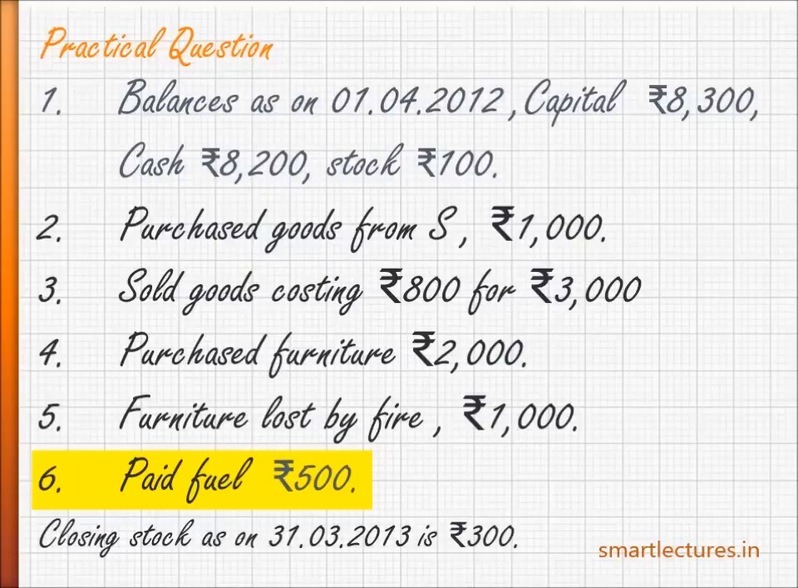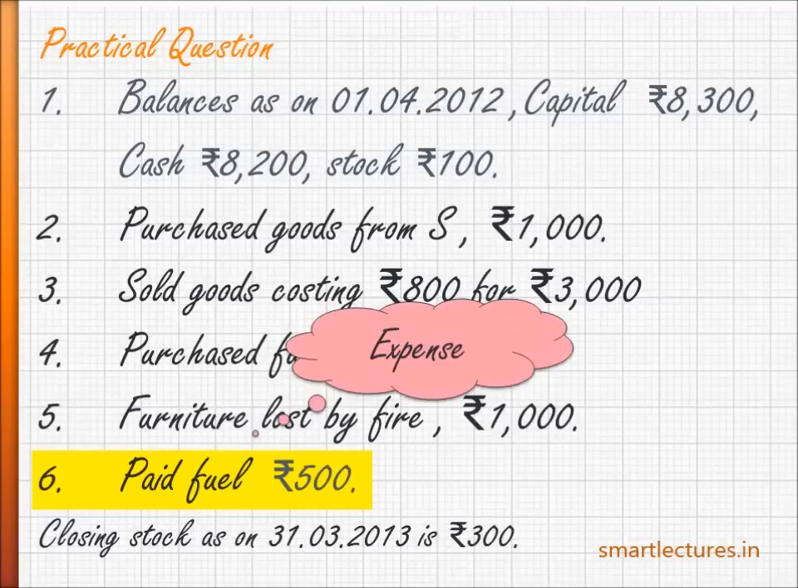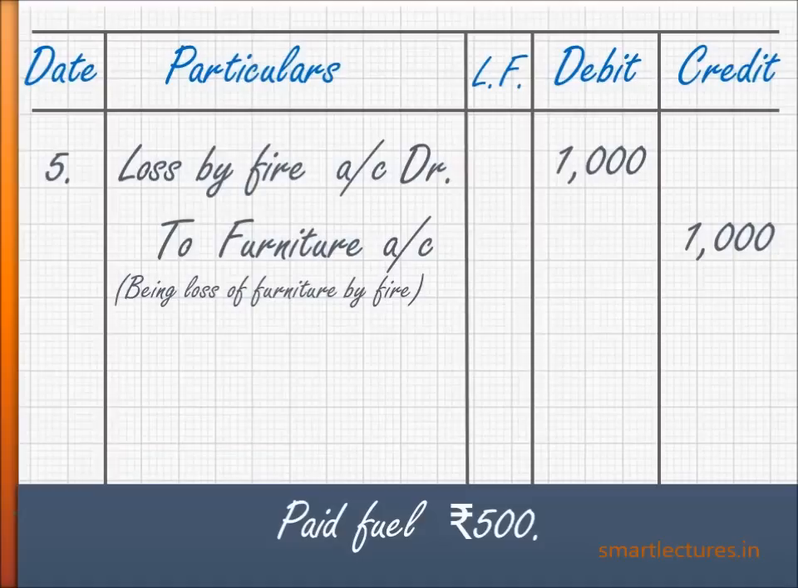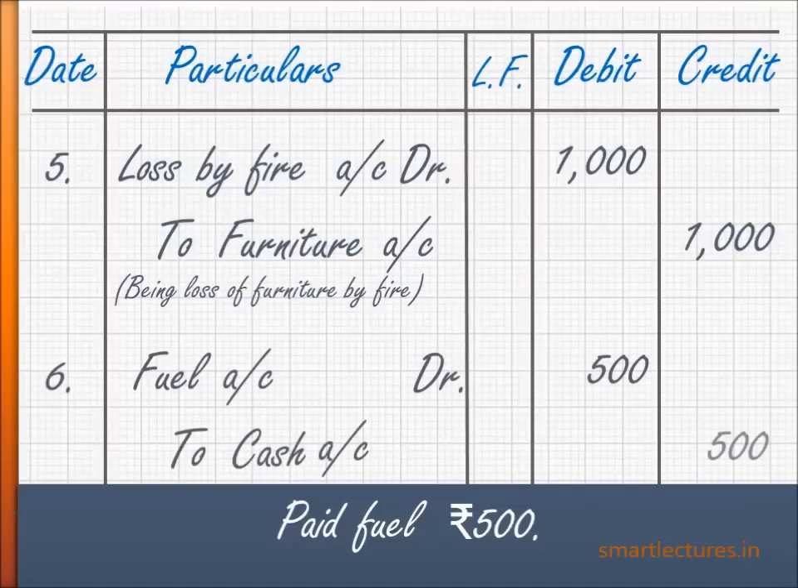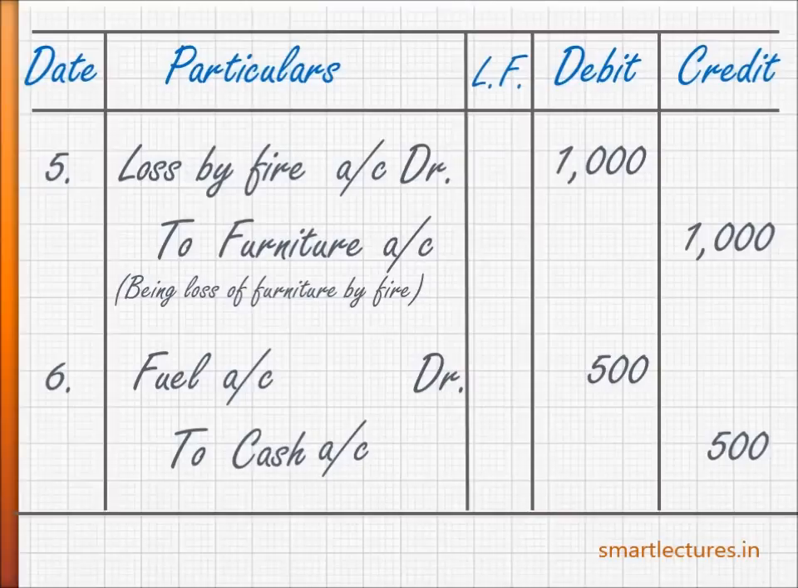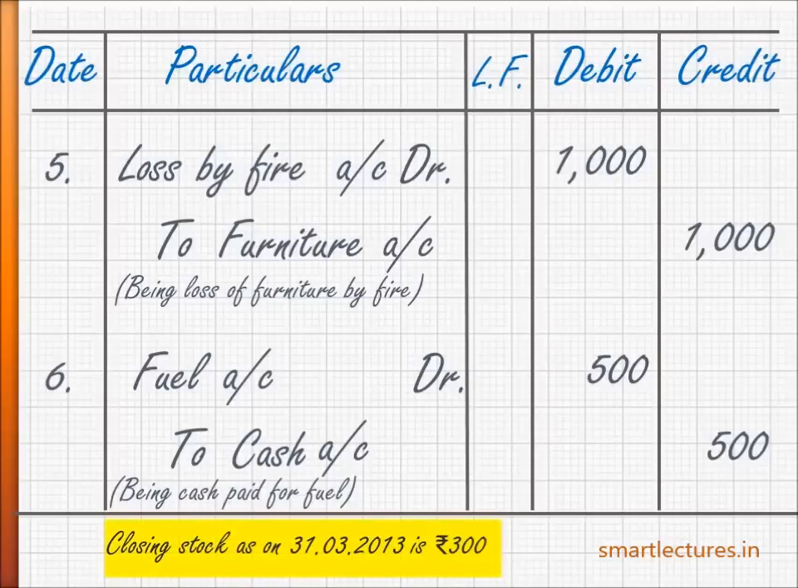Next transaction, paid fuel. That fuel may be for some machines in the factory, that may be for some vehicles, whatever it is. We have paid 500 rupees. So what will be the journal entry? Fuel account debit to cash account rupees 500. In this way, we have completed the journal entries. And in the footnotes, please write down closing stock as on 31st March 2013 rupees 300.